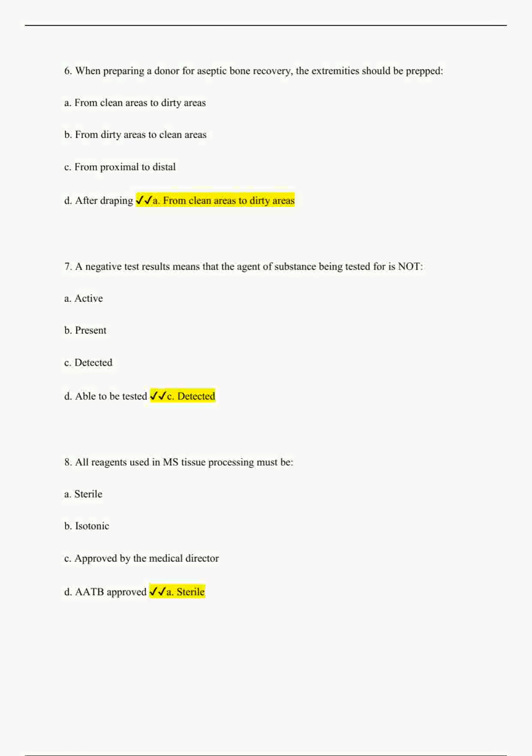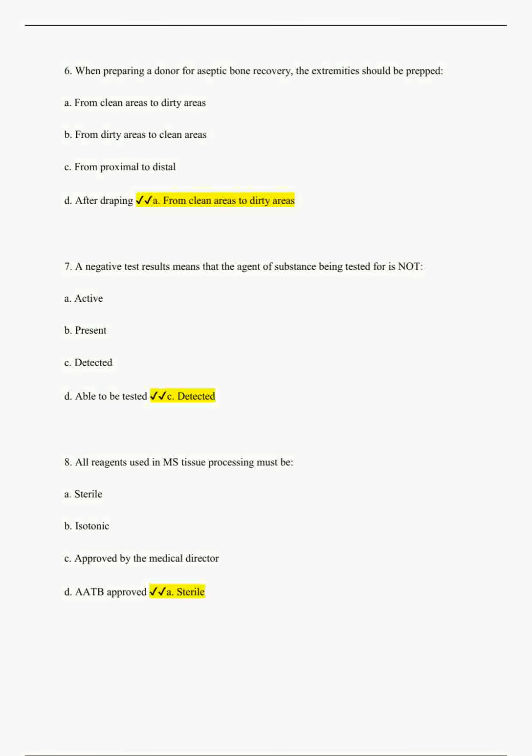6. When preparing a donor for a septic bone recovery, the extremities should be prepped: A. From clean areas to dirty areas. B. From dirty areas to clean areas. C. From proximal to distal. D. After dropping from clean areas to dirty areas.